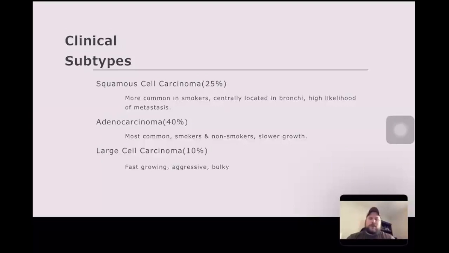So starting with squamous cell carcinoma, it's more commonly associated with smoking than the other cancers, though incidence has been in decline recently, and that's most likely due to the decline of smoking culture since the 90s and 2000s. This cancer type does have a high likelihood of metastasis, which makes treatment much more difficult, however. Next, adenocarcinoma is the most common subtype.